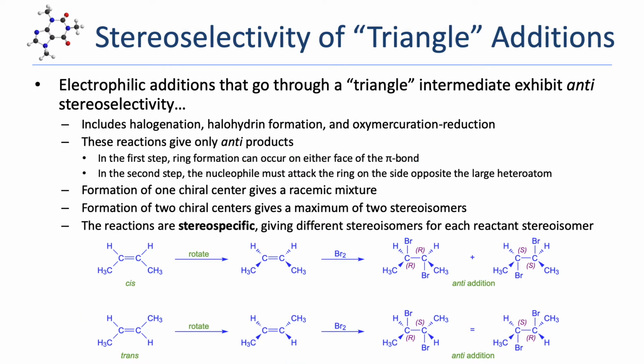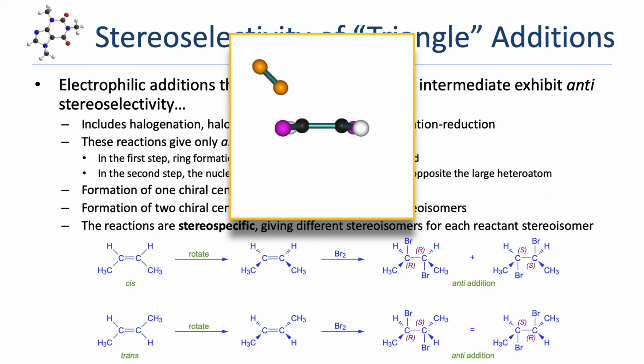So we've now seen a handful of reactions that each go through a triangular, three-atom cyclic intermediate. It turns out that all of these reactions are stereoselective, producing products from only anti-addition. As with most aspects of a reaction, this anti-stereoselectivity can be explained if we look at the reaction mechanism. We'll use halogenation as an example. The initial formation of the halonium ion can occur to place the halogen on either face of the alkene. The large halogen atom blocks that face, forcing the nucleophile in the second step to attack from the opposite side.